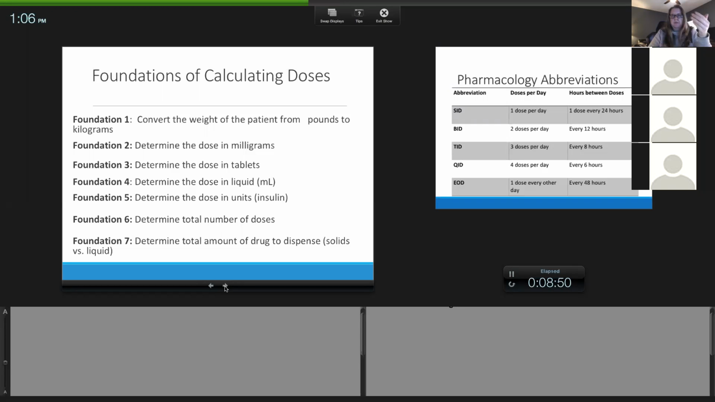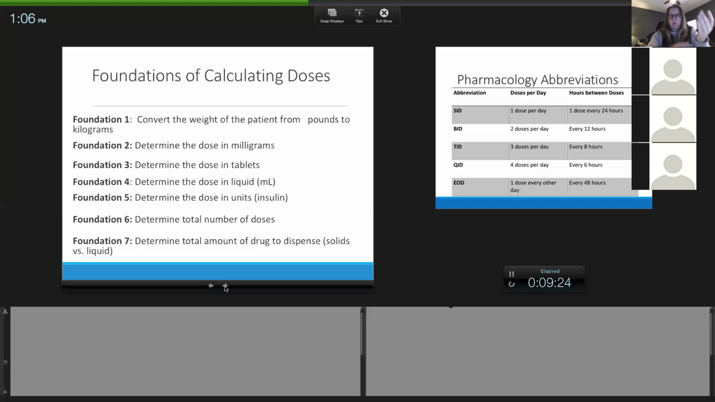When we do the problem, we're going to first determine the dose in milligrams. So if I say 5 milligrams per pound and I have a 5-pound dog, that dog needs 25 milligrams of drug. Okay, that only tells me the milligrams. What is the patient going to get? So foundation 3, is the dose going to be in a tablet form, mil form, units? If we're working with units, it's insulin. Insulin does not go by mils, insulin goes by units.